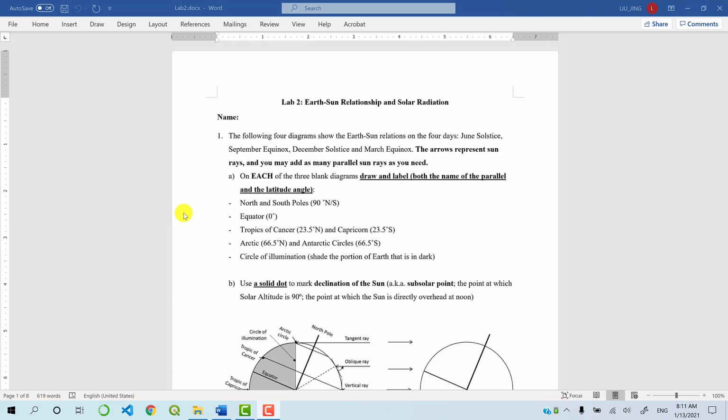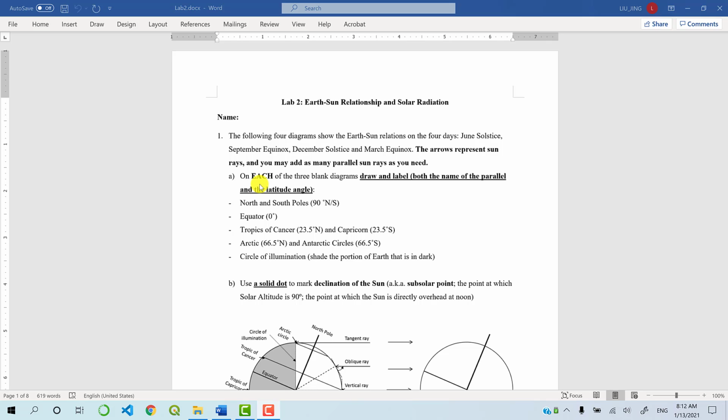So the first question asks you to draw. You may want to print this lab out and draw on the paper, or you can just use your mouse to draw on this electronic document. You will have a few sub questions.